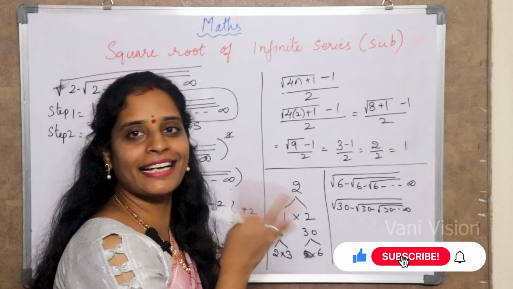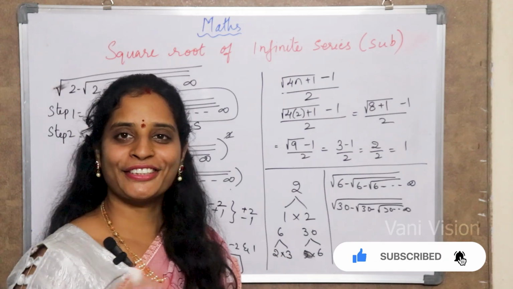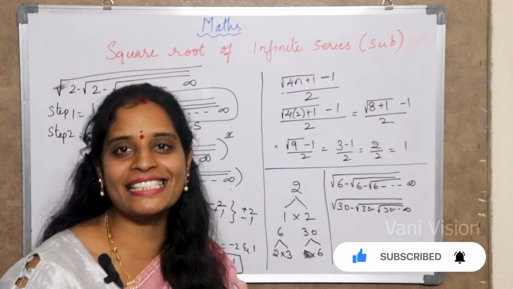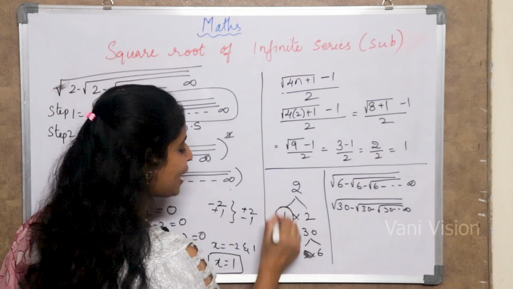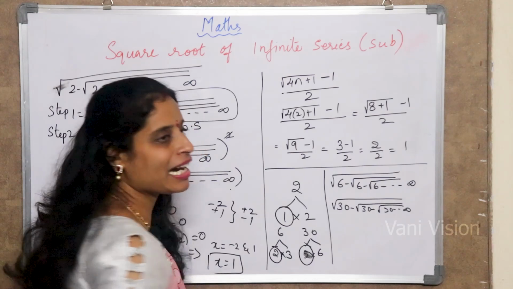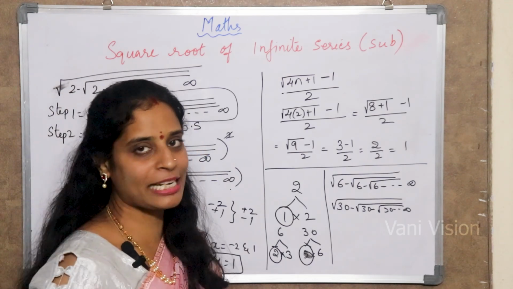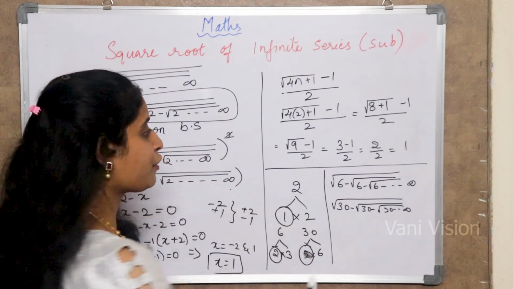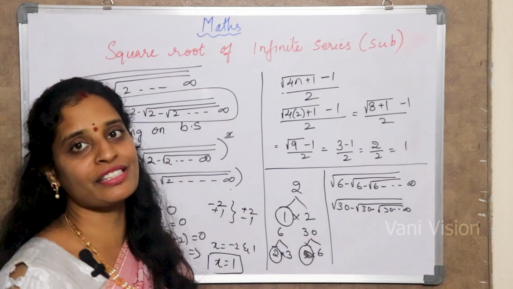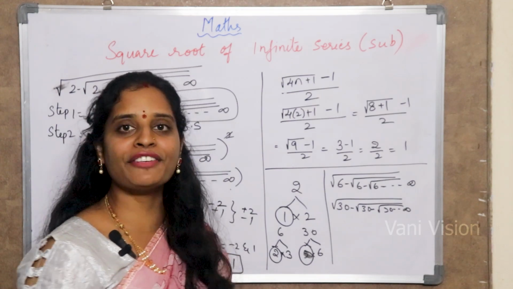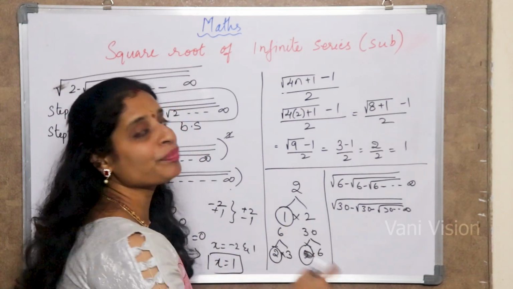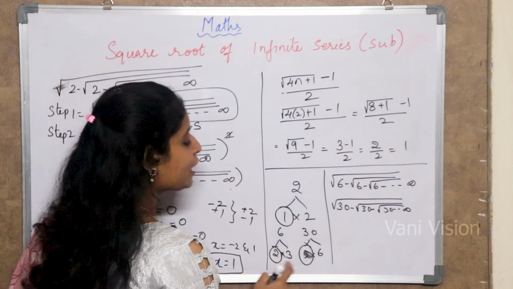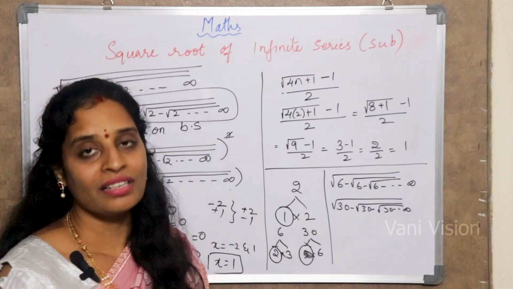As I said, in the positive one we have to take the largest value, right? What will be here? So in addition, I said largest. In subtraction, what will be our answer? Our answer will be the smallest number. So for this equation, the answer will be 1. If we have the equation root over 6 minus root 6, and so on to infinity, the answer will be 2. And for root 30 minus root 30 minus root 30, and so on to infinity, you are going to take it as 5.